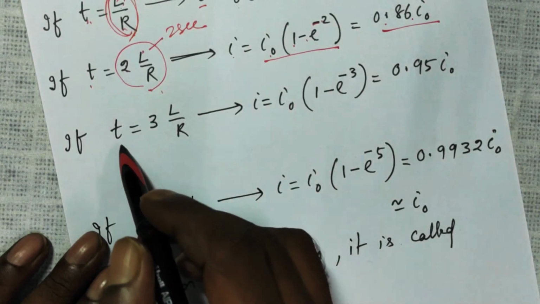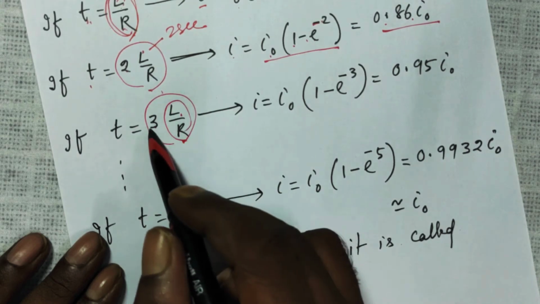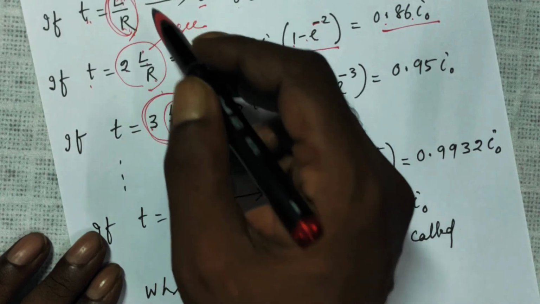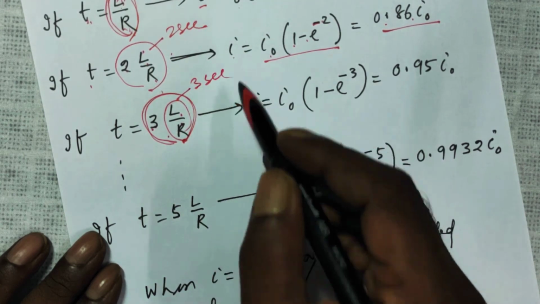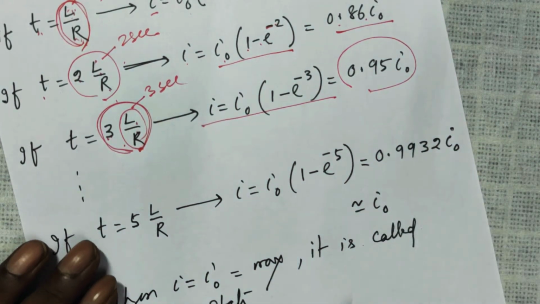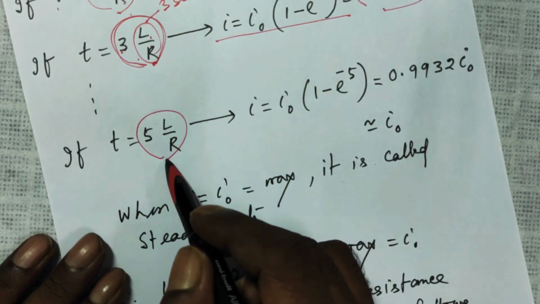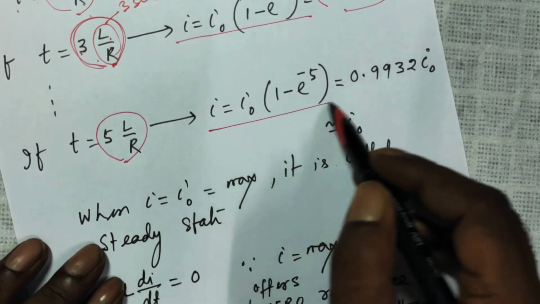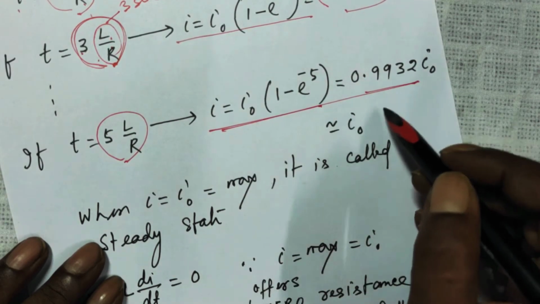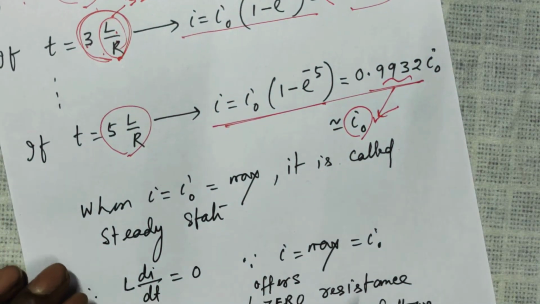So if you allow the circuit to function for 3 time constants, if L by R is 1 second, then this will be 3 seconds. Then the current will be 0.95 I naught. Similarly, if you allow the circuit to function for 5 time constants, then the current becomes 0.9932 I naught. If you put it in a calculator, this is nearly 1. That is 1 I naught. That is, it becomes maximum.